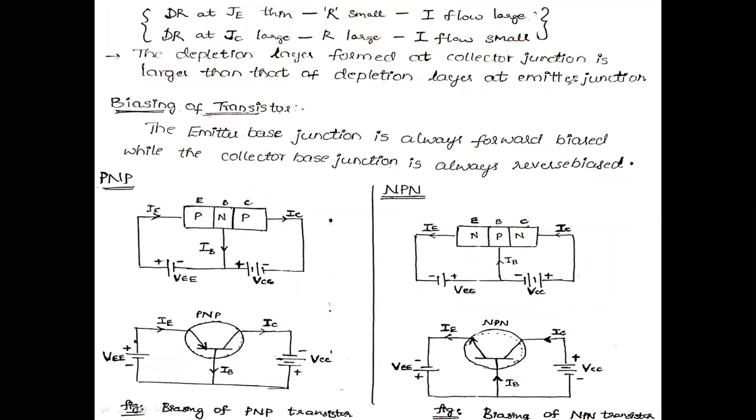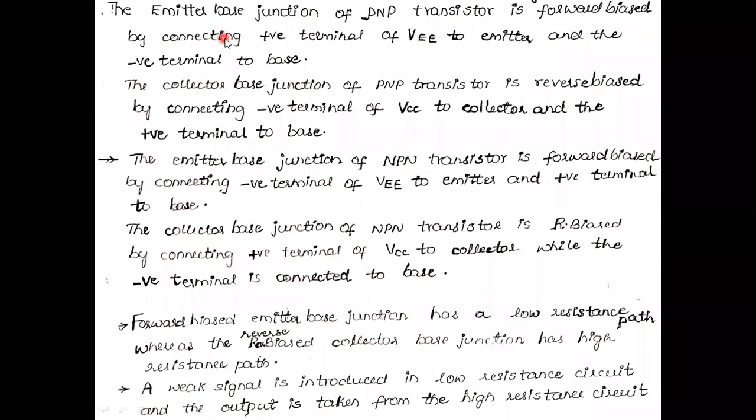And next, whatever we have discussed with respect to these diagrams, the theoretical part is given here. The emitter base junction of PNP transistor is forward biased by connecting the terminal of VEE to emitter, and the negative terminal to base. The collector base junction of PNP transistor is reverse biased by connecting the negative terminal of VCC to collector and the positive terminal to base. Just as we connected it there, he has given it theoretically here.